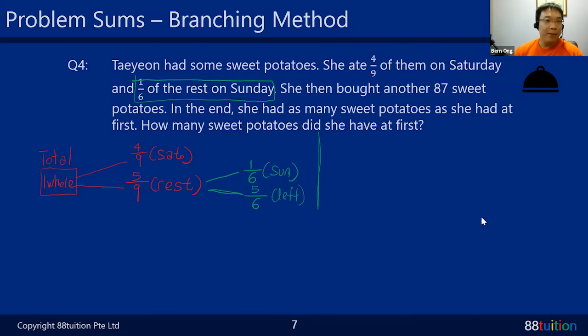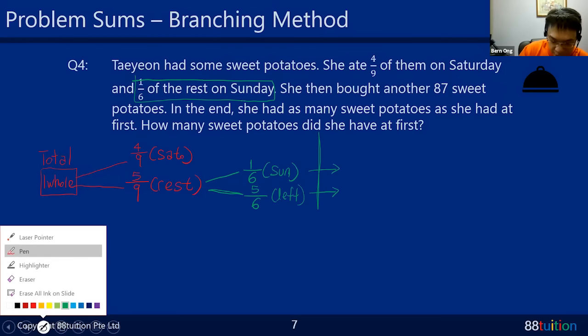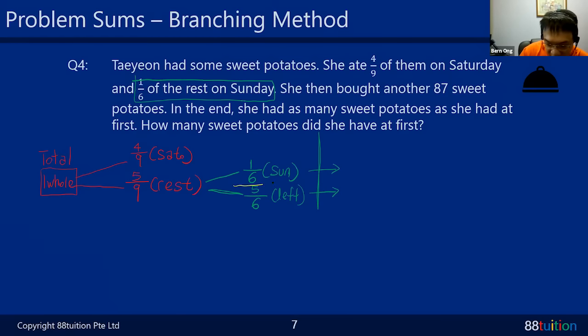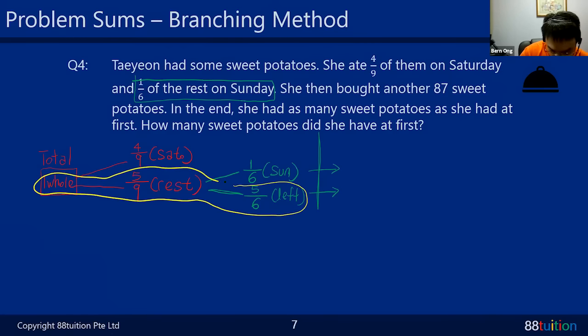So what happens here? Again, you've got the fraction here. Down here, I have to find out the fraction for each individual item. So let me find out this portion first. This particular line: the 5/6 left comes from the 5/9, which comes from the one whole. Okay, so let me find out the left first.